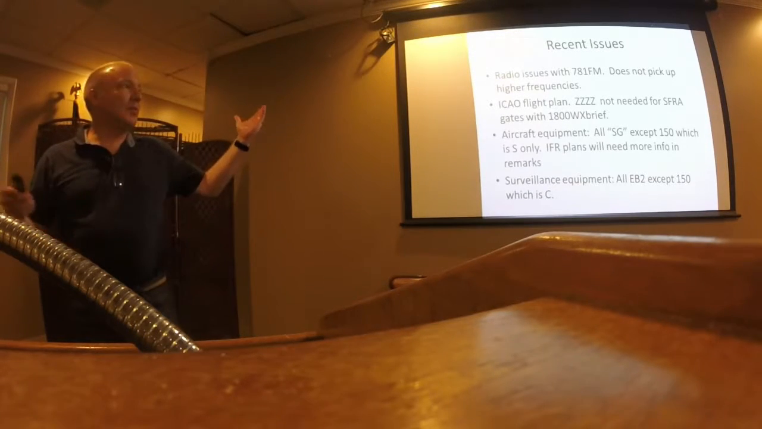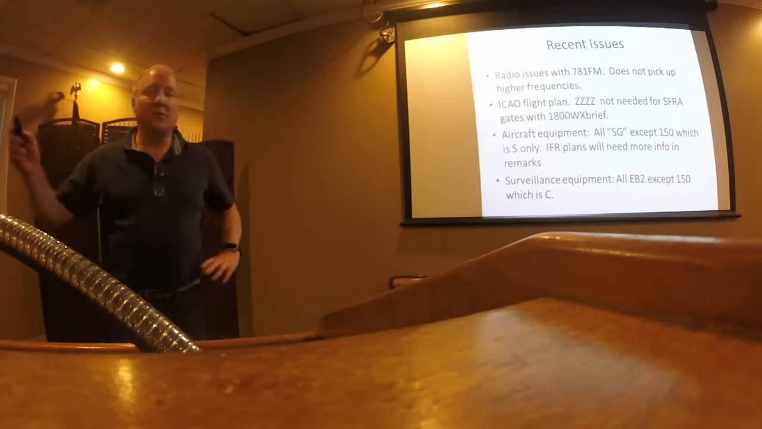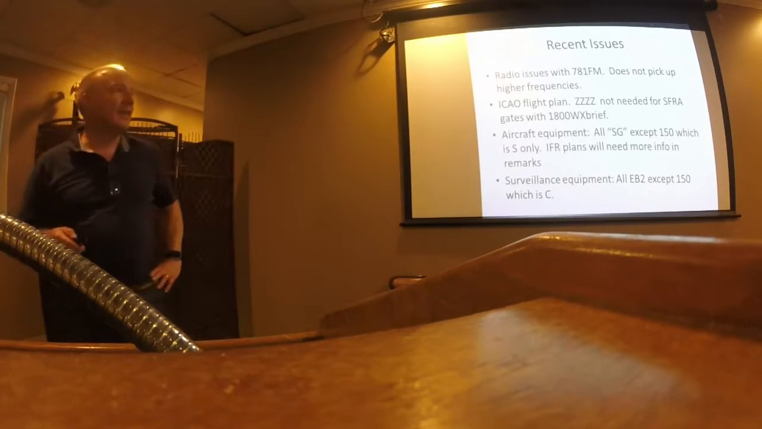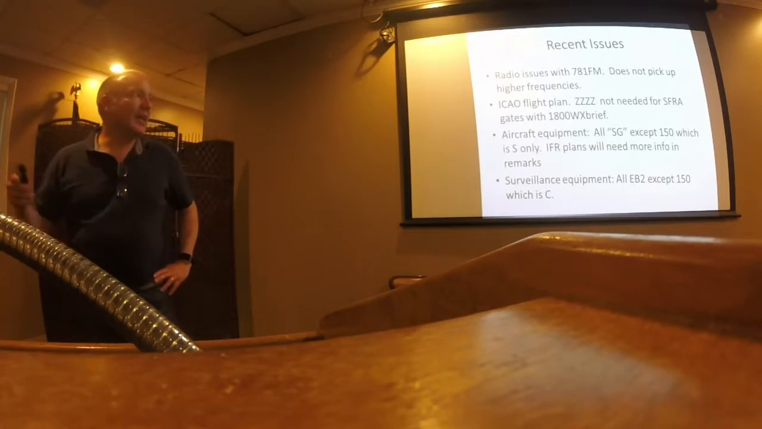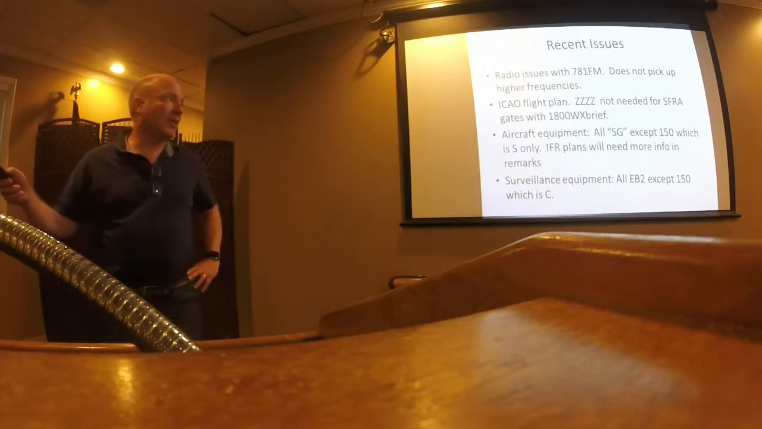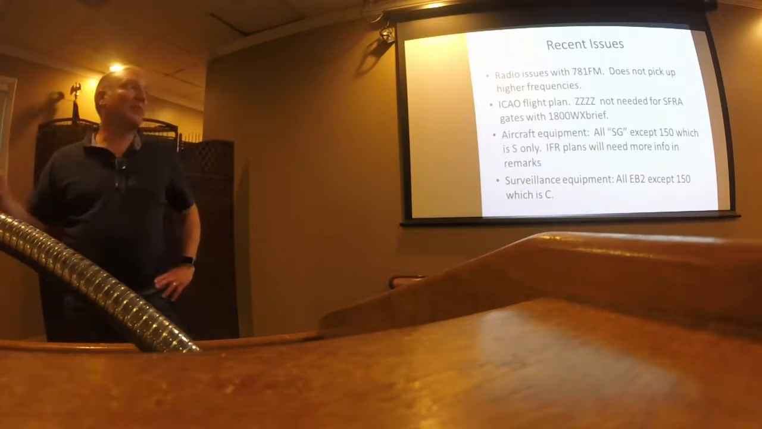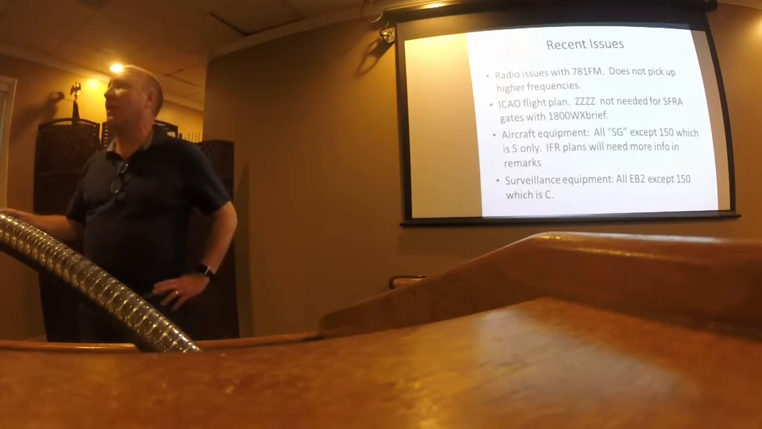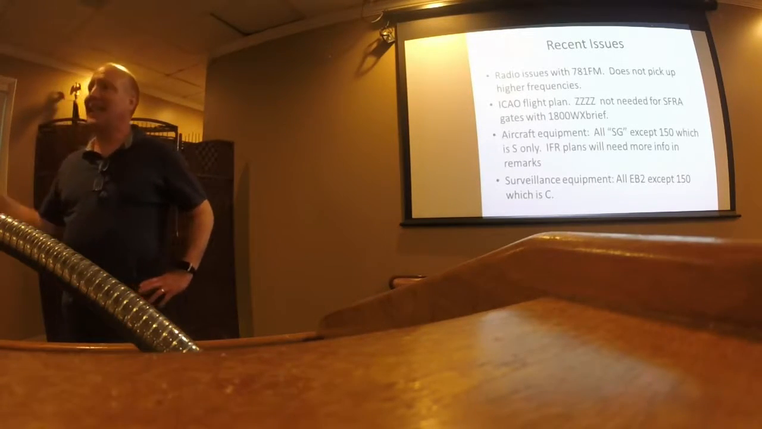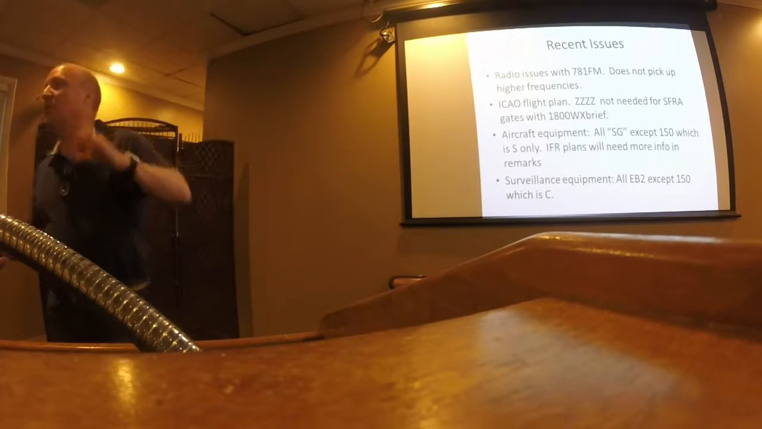All aircraft equipment. Basically everybody in the equipment is SG. I'm talking VFR for right now, except the 150, which is an S only. IFR plans, you're going to need to put more information in there. Surveillance equipment, everybody's except the 150 is in Echo Bravo 2. That's the transponder mode S with the ADS-B in and out. The 150 is a C, just a mode C.